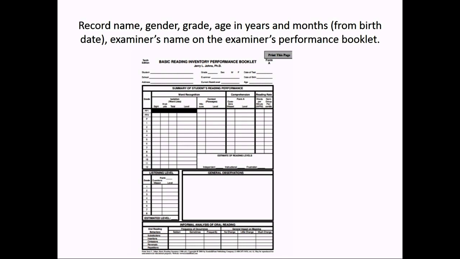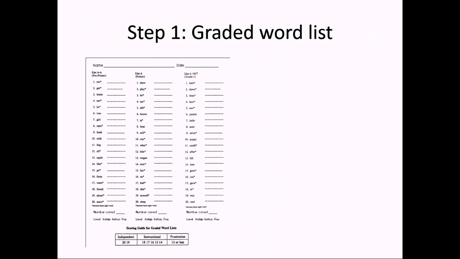Okay, so this is the form that you're supposed to complete after doing the various tests on the basic reading inventory. So the first thing that you do is to read graded word lists. The GORT did not have graded word lists, so you have to go to a test like the basic reading inventory. Graded word lists are 20 words at each grade level, and you have the child read the words.